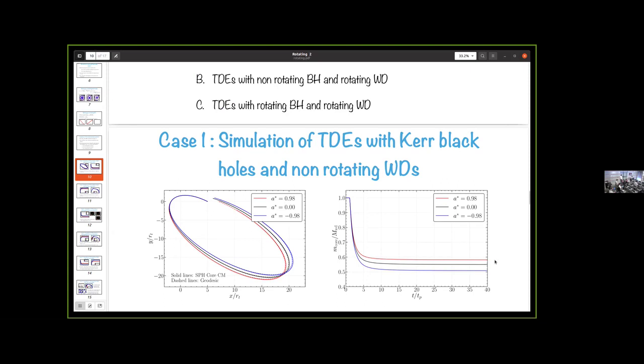So does that mean that the maximum effect is only going to happen when your black hole is nearly maximally rotating? Yes, maybe yes. Most of the parameter space of the black hole spin is going to be close to the Schwarzschild case. Right. Yes. Thank you.